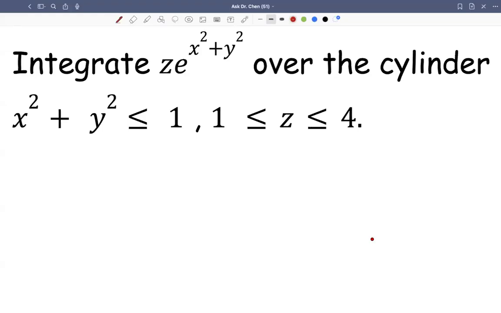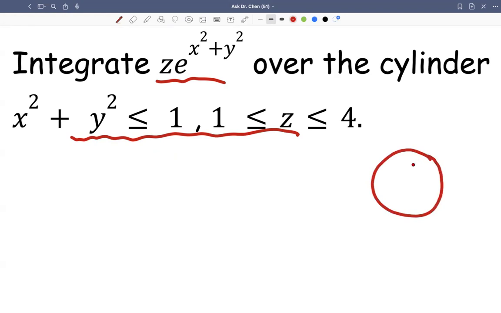Let's see this question. We want to integrate z times e to the x squared plus y squared over the cylinder given. So we have three directions: x direction, y direction, and z direction. So x squared plus y squared less than or equal to 1 gives us this disk.